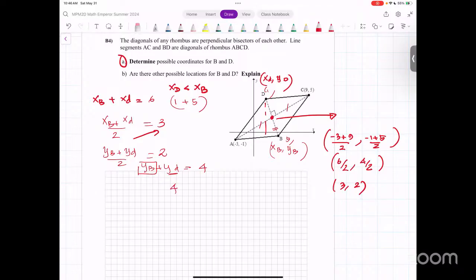Now I want to see another number so that when I add it, it's going to be 4. So 4 is not going to be a good choice. You can see that if you use a 4, what will happen? Because I need YB plus YD to add up together to 4, but YB cannot be 0 because it's just below.